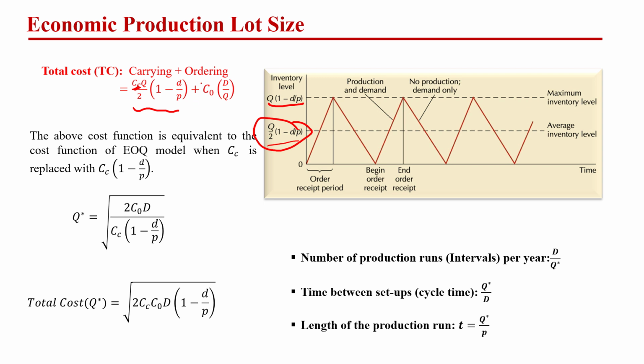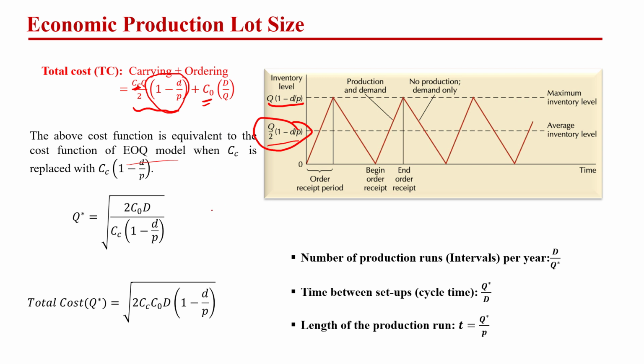Plus we calculate the order cost, that is C naught, the order cost per order, multiplied by D by Q, the number of orders we are going to place in this entire time period. As you can see, this total cost is similar to the basic EOQ model, but over here this element is the additional element. So we keep that in mind, and we can use the basic EOQ model function.